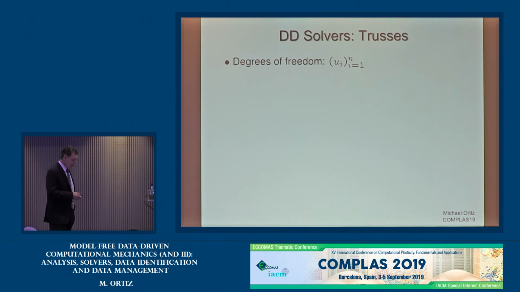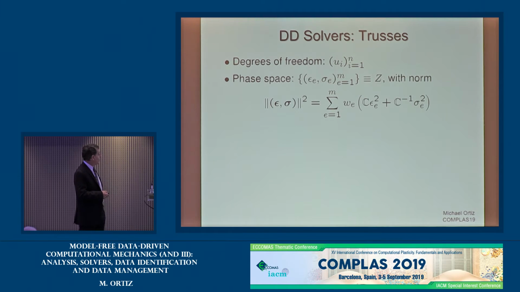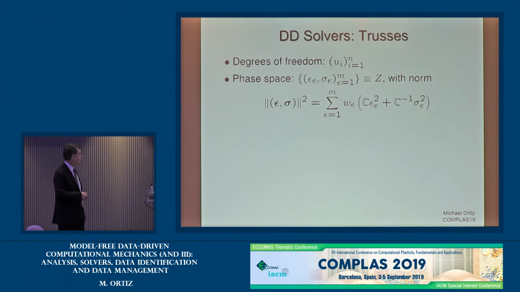Well, so again, in this case, the degrees of freedom would be the nodal displacements. Okay, so I'm going through this exercise to exhibit the structure of the so-called DD solvers. They have a very particular structure, which is worth pointing out in detail. So here we have the nodal displacements as the degrees of freedom. Phase space will be the collection of bar strains and bar stresses. E here labels the members in the structure. M would therefore be the number of members.